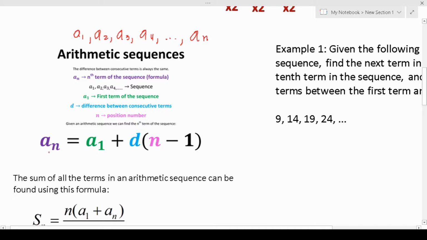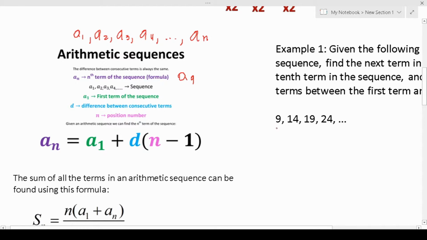And as we can see, a_n refers to the nth term of the sequence you're trying to find. So in other words, if I asked you to find the 9th term in this sequence, that would be a_9. a_1 is simply the first term in the sequence.